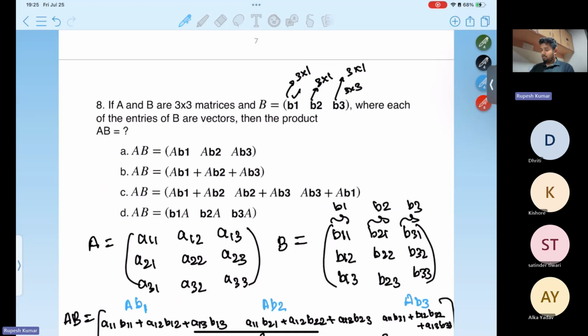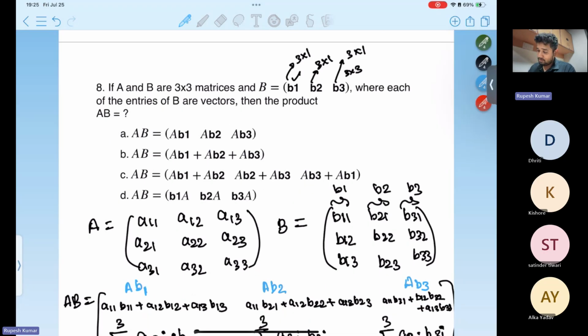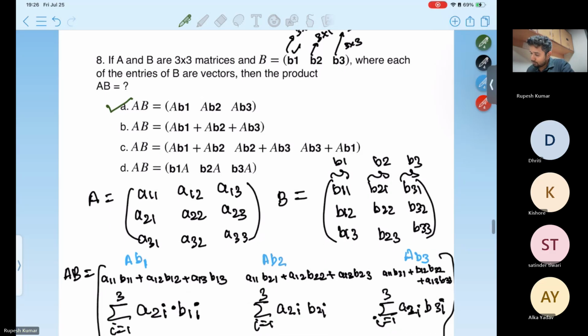So which one of these options is correct? Anyone? Option A is correct, right? We have solved this problem. So AB is equal to AB1, AB2, AB3. The first column is AB1, the second column is AB2, the third column is AB3, right?